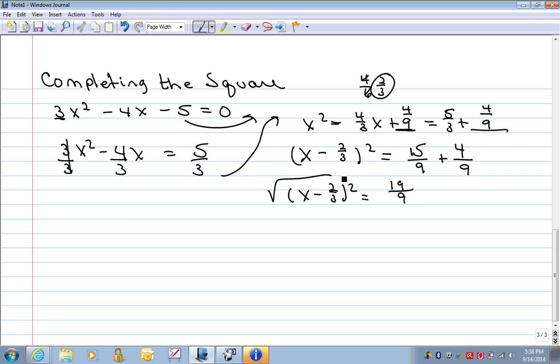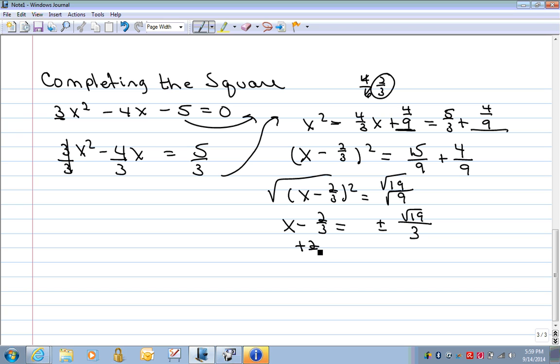So we'll square root. And on this side, I'm going to have to add plus or minus, but I'm going to square root the top and the bottom separately. On this side, I get rid of the square, so I have x minus 2/3. And on this side, I'm going to put my plus or minus, and the square root of 19, I can't simplify, but the square root of 9 is just 3.